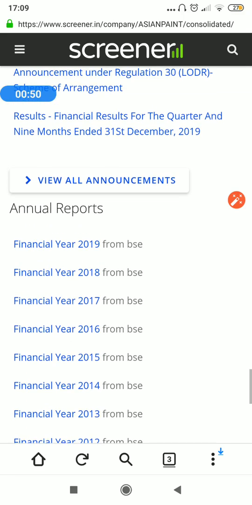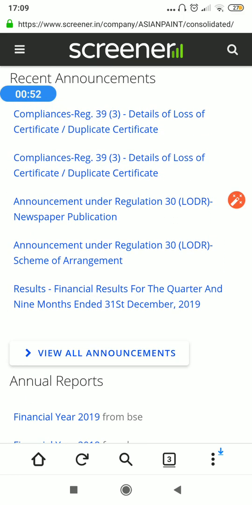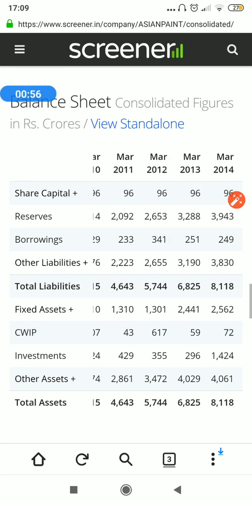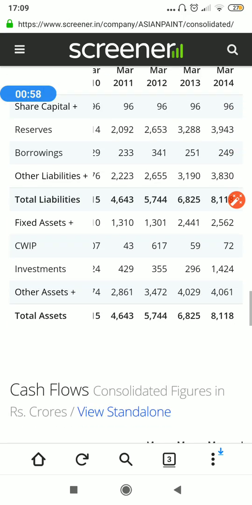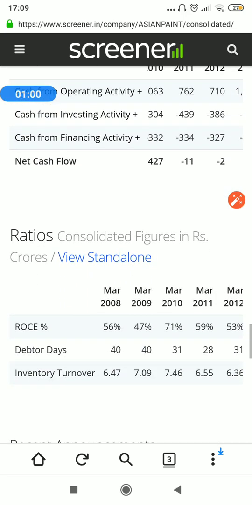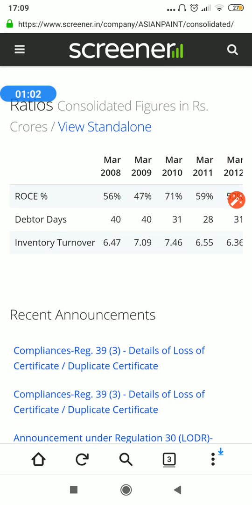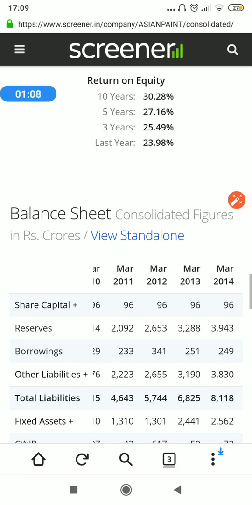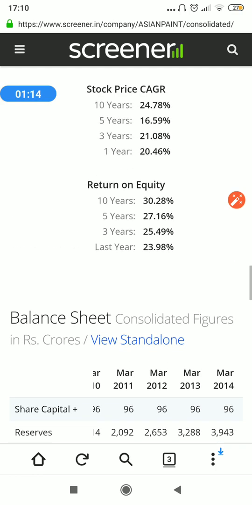In fundamental analysis, we look at the business itself. What is the sales, what is the revenue, what is the return on capital employed, what is the debt. All those things we look at in fundamental analysis. So let's see how we can do it.